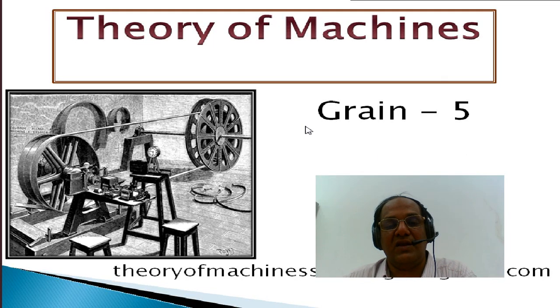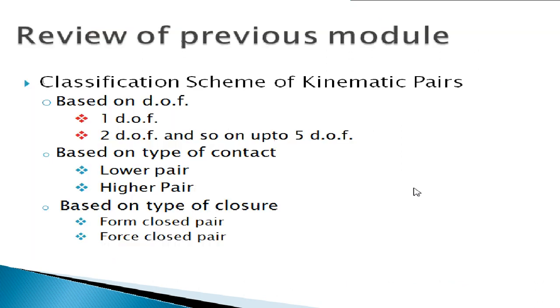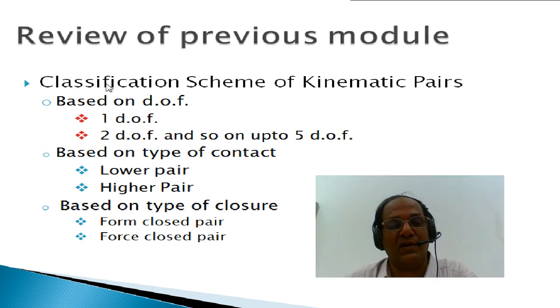Good morning and welcome to this fifth module of Theory of Machines. Before we go into the present module, let us briefly review what we have seen in the previous module. In the previous module, we have seen the classification scheme of kinematic pairs. We saw that kinematic pairs can be classified based on degree of freedom, or based on type of contact, or based on type of closure.